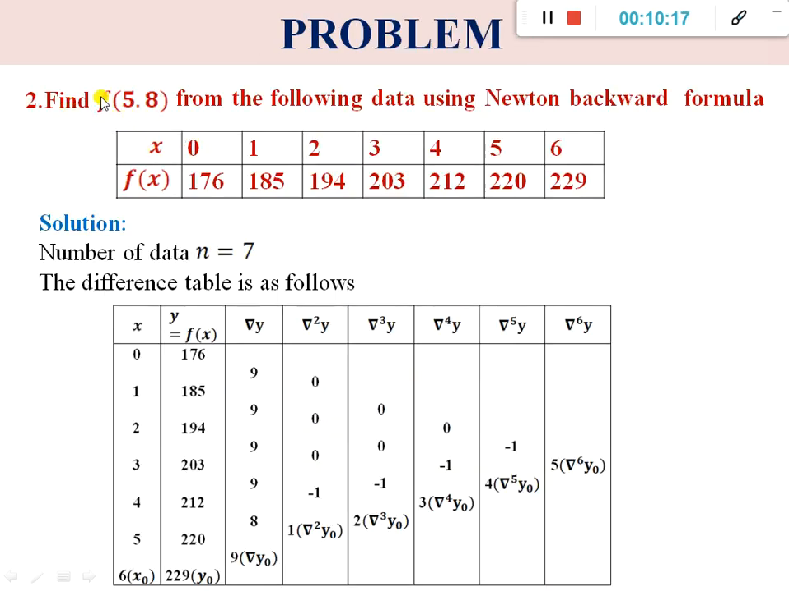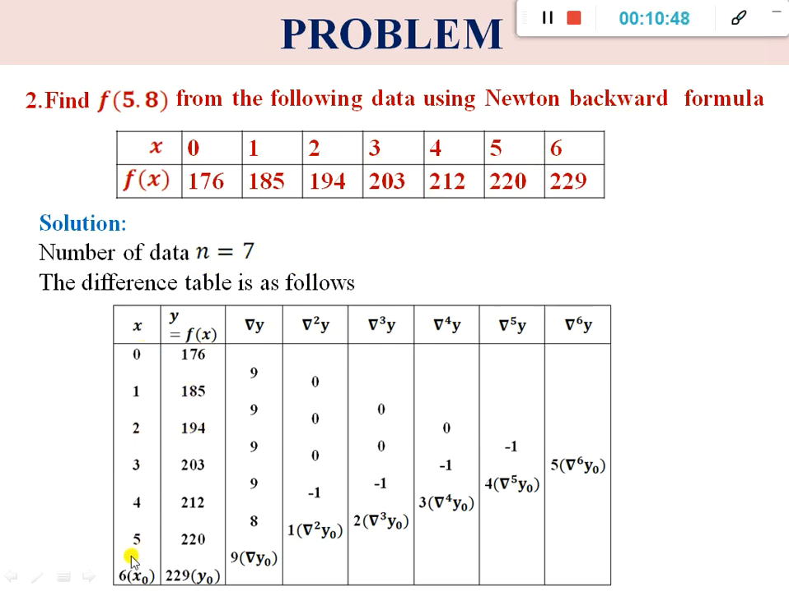Find f of 5.8 from the following data using Newton's backward formula. The problem itself they would have mentioned use Newton's backward. So anyway, you have to check x is 5.8, no? 5.8 lies between the last two data, so obviously we need to use Newton's backward. Number of data are 7, so therefore here n is equal to 7. Now let us form the difference table at first.